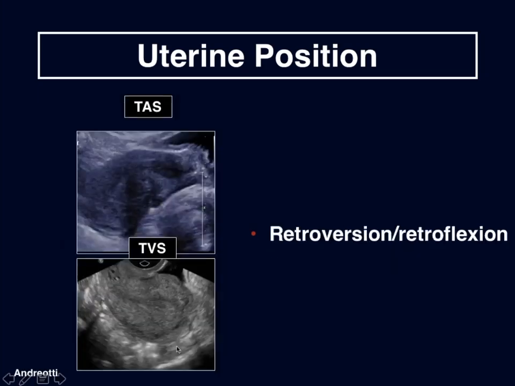An example of a retroverted, retroflexed uterus: the cervix posterior with respect to the vagina, and the corpus pointing posteriorly with respect to the cervix.